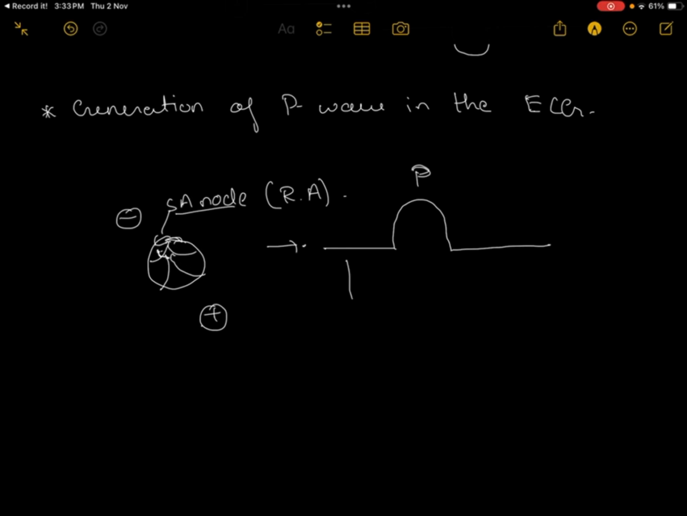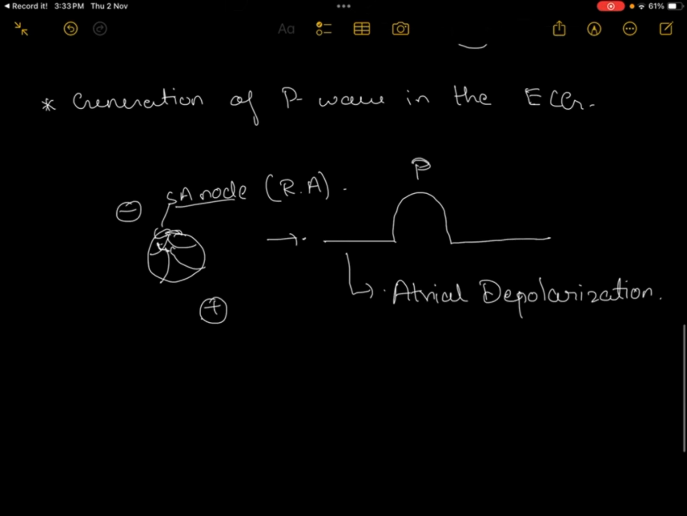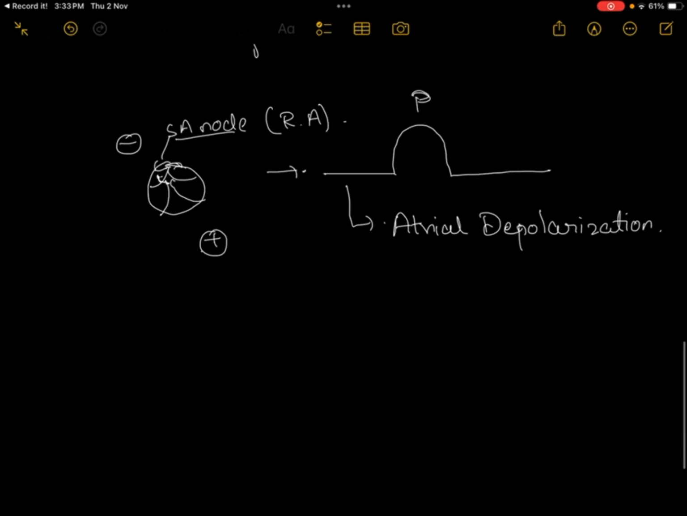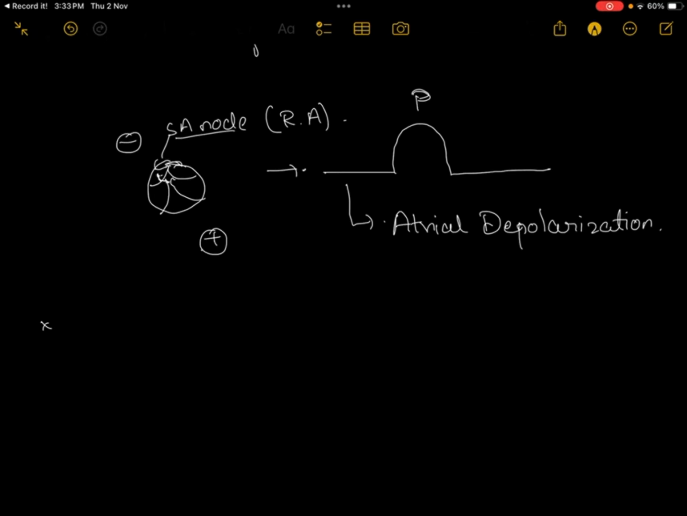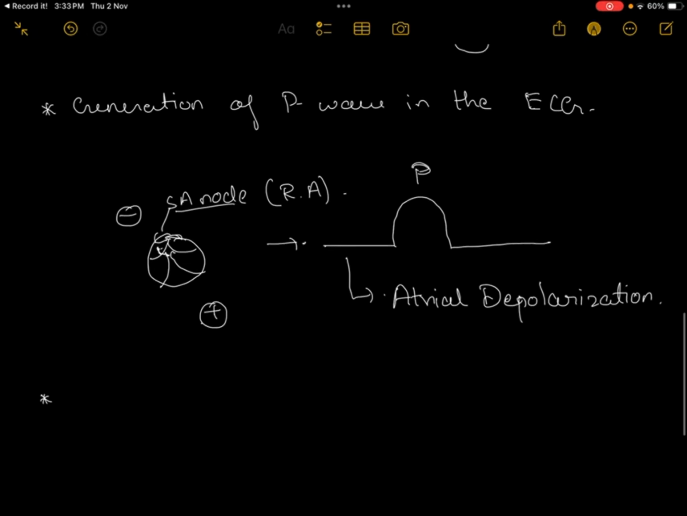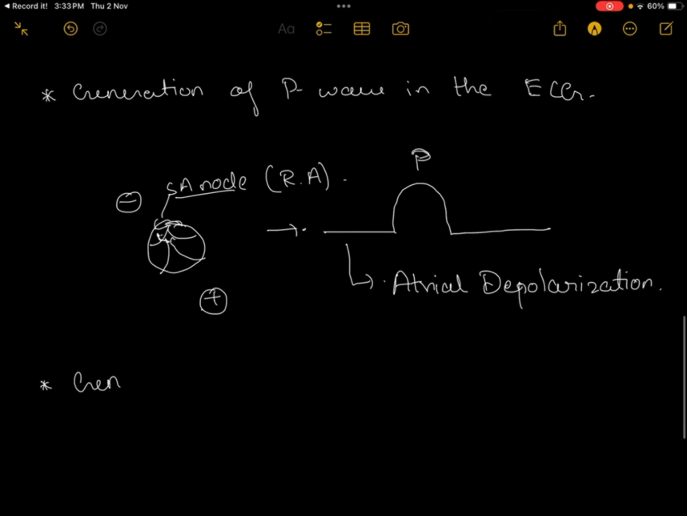So what we also call it as atrial depolarization. This is the atrial depolarization. So this is the generation of the P wave. So let us go to the generation of the Q wave.